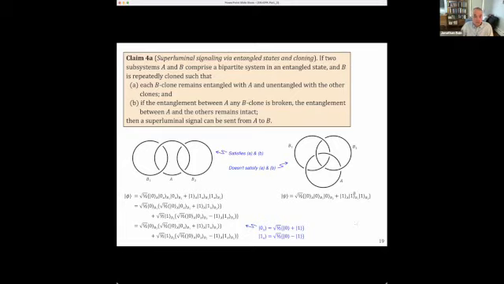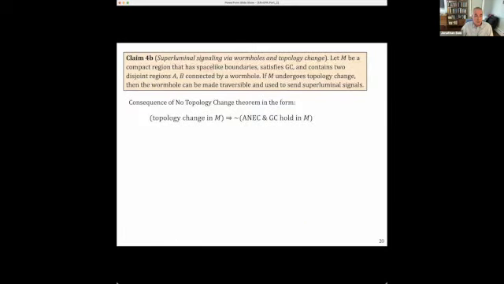Okay, so that's an implication of a violation of no cloning and entanglement, right? It raises the possibility of superluminal signaling. And the dual to this, according to this article, is superluminal signaling via wormholes and topology change.